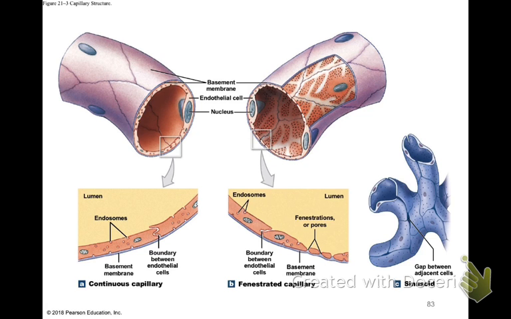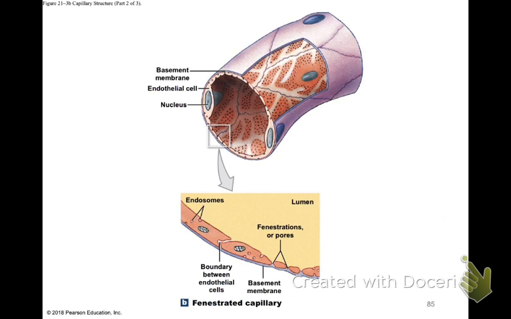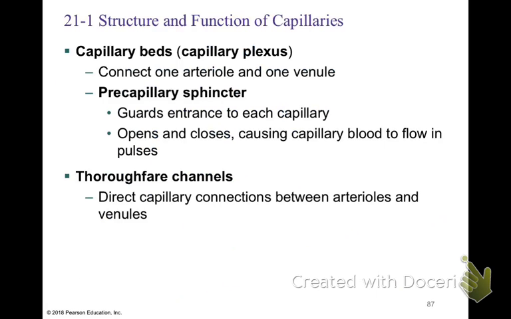On the right, you see your fenestrated capillary, and here you see that you've got these little pores, which are just thin spots in the capillary wall. And then on the far right, the sinusoids shown very differently. You can see big gaps between the adjacent cells, and they have a much larger diameter. So we'll just skip through all these. Y'all study them in more detail.